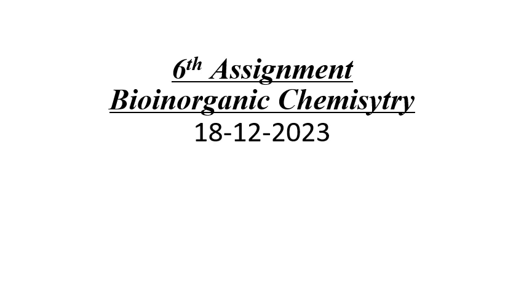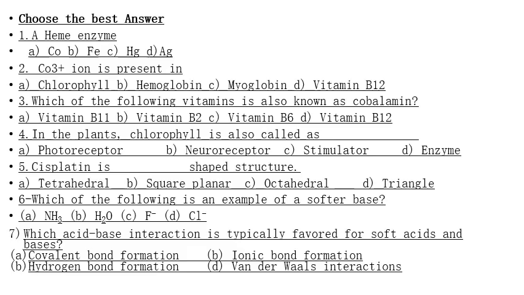Assignment number 6. Choose the best answer. Number 1. A heme enzyme contains cobalt, iron, mercury, sulfur, metal ion.